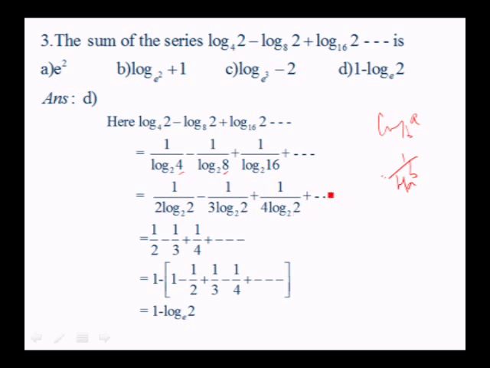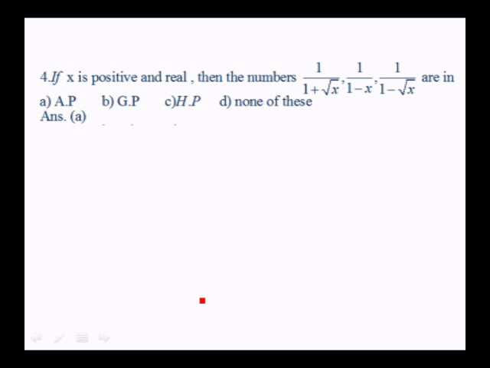You can write this series as half minus 1 by 3 plus 1 by 4, etc. So if you add and subtract 1, I can write this as 1 minus half plus 1 by 3 minus 1 by 4, etc. And that is 1 minus log 2 to the base e, because this formula gives log 2.